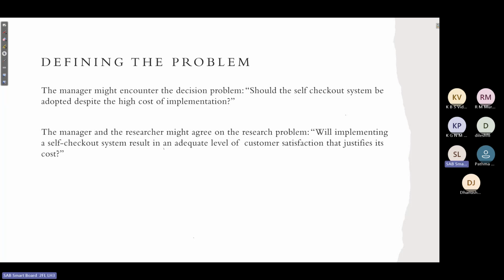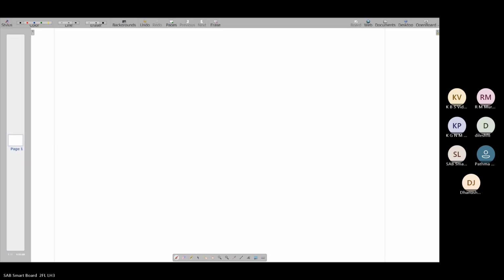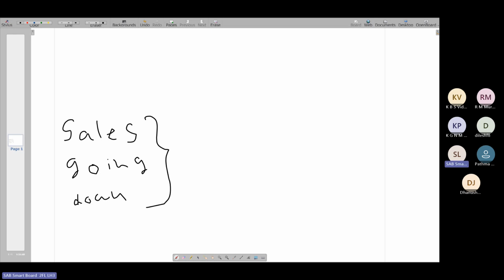And I will take another example. Let's take this, right? Our organization's sales are going down. So this is going to be the managerial problem. The management experiences that their sales are going down. So first we need to convert this into a research problem, right? We need to convert this into a research problem.